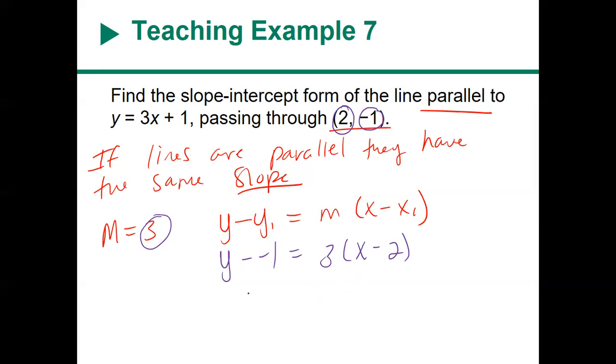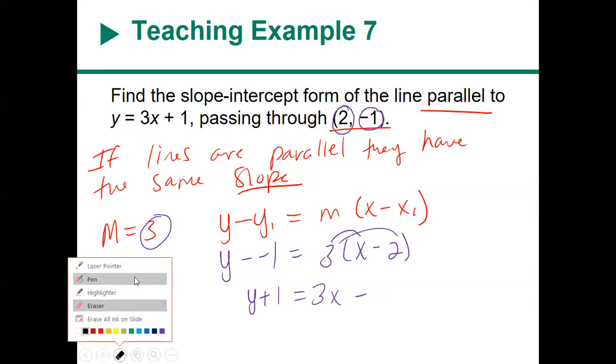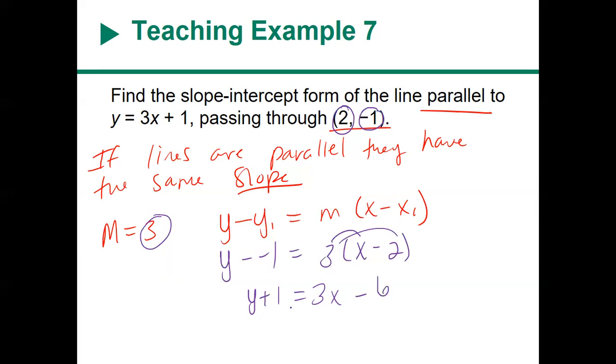Okay, so we're going to clean this up. We have a negative times a negative. That gives us a positive. We distribute our 3. That gives us 3x plus 6. It's not plus 6, minus 6. Just wanted to make sure y'all are paying attention. Minus 6. And then I'm going to subtract 1. So our answer would be y equals 3x minus 7. And it asks for slope intercept. And that is why we came down to this.